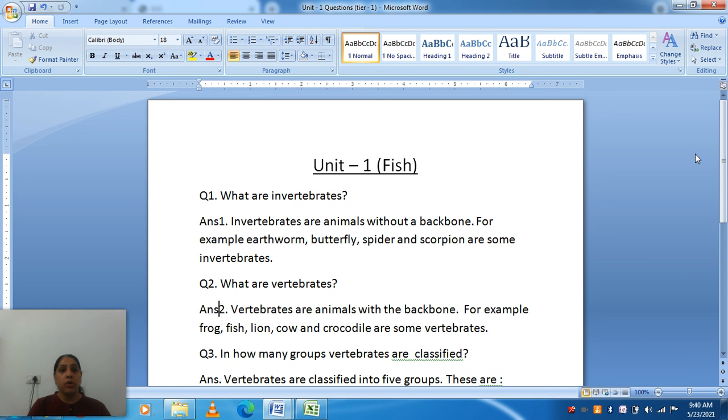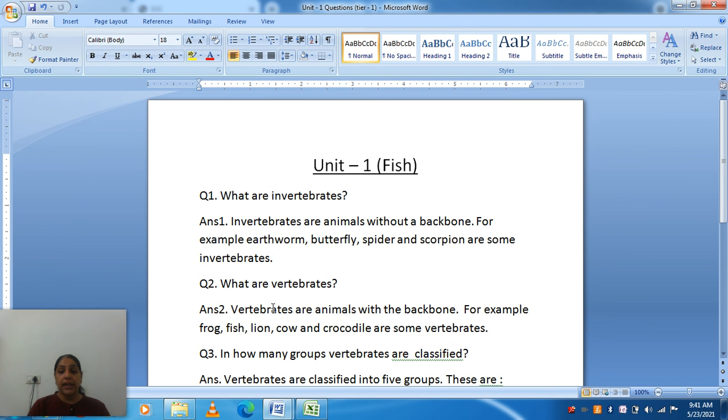All right. Now see what you're going to do. First write the date on the top. Then write the topic, Unit 1 fish. Question number 1. What are invertebrates? Write the question mark. And children, write it neatly. I will not check your work if you send me untidy work. I will give it back for rewriting. So please write neatly and between the lines. What are invertebrates? Invertebrates are animals without a backbone. For example, earthworm, butterfly, spider, scorpion are some invertebrates.